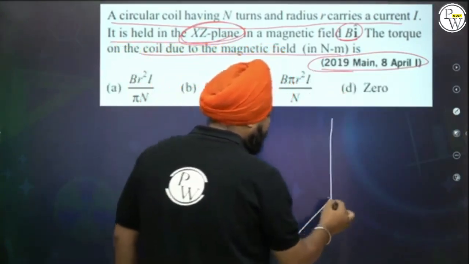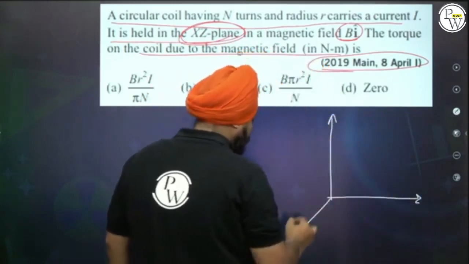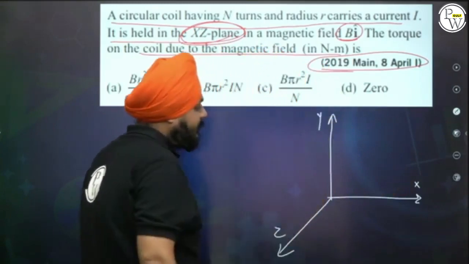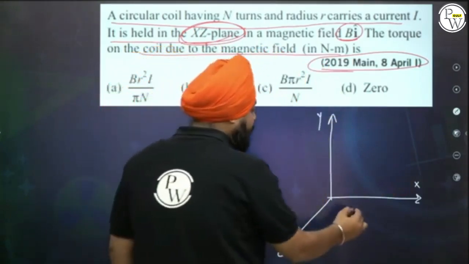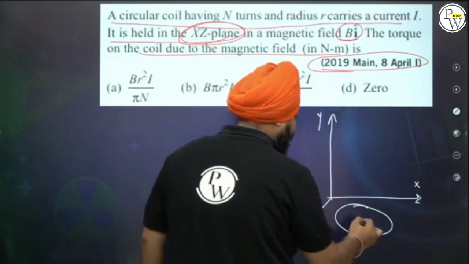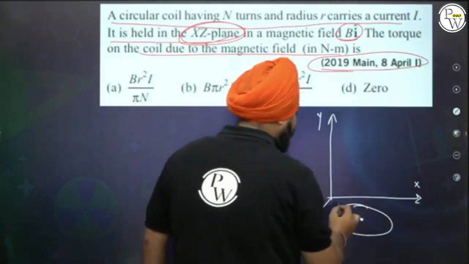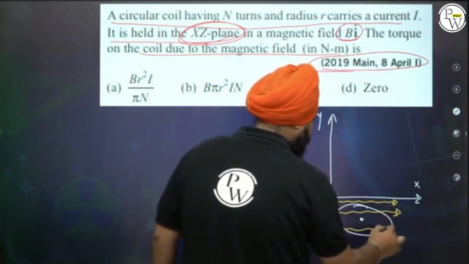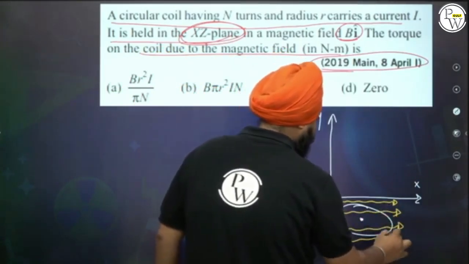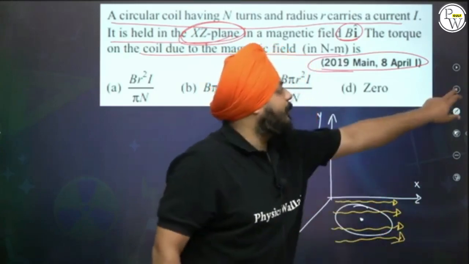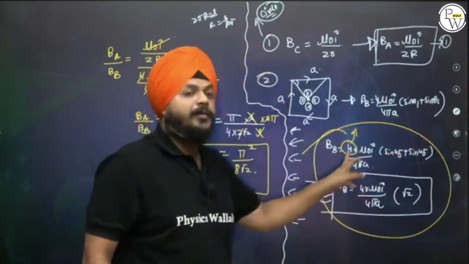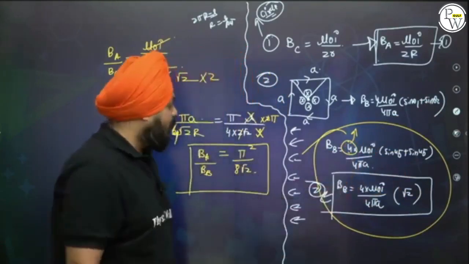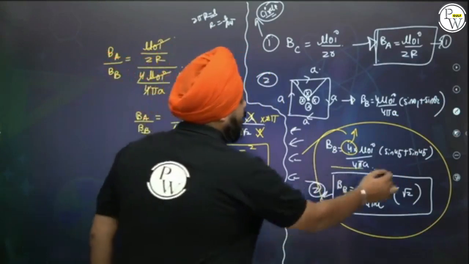Allow me to represent this stuff. This is x-axis, this is y-axis, and this is the z-axis. The coil is kept into the xz plane. Magnetic field is directed into the x. First of all, into the previous question, I told you all we have done this mistake in this part, so try to just evaluate it. A 1 by 4 we have missed.